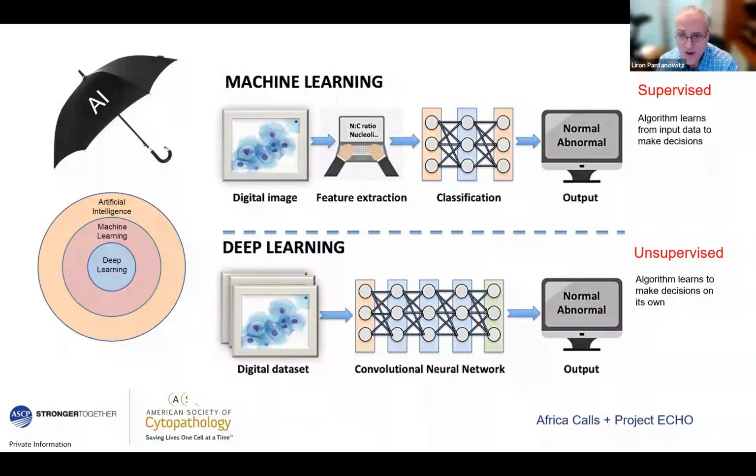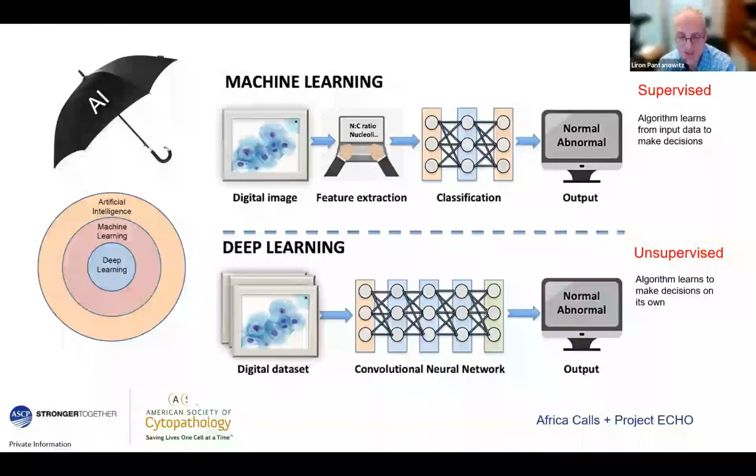It's usually supervised because you have a human, perhaps an expert pathologist, help put the data in so the computer algorithm can make a decision. Deep learning, on the other hand, which is more advanced, as the bottom panel shows, usually does not require a human to provide any input into the classification of the image. What you need are large numbers of images, a large digital data set.